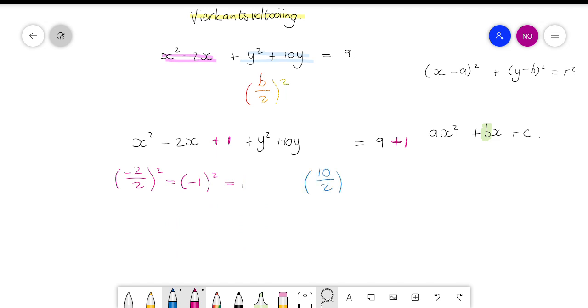Ten over 2 squared, which is 5 squared, which is 25. So I'm going to add the 25 here, and I'm going to add it there.